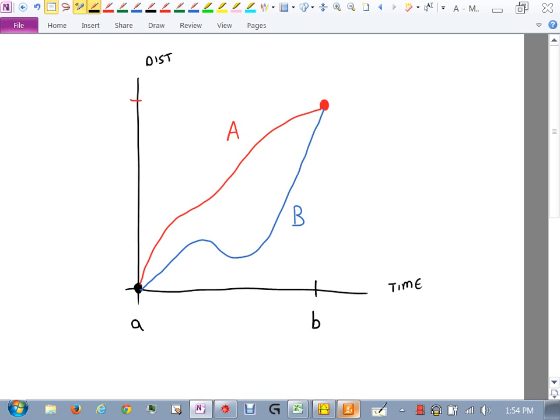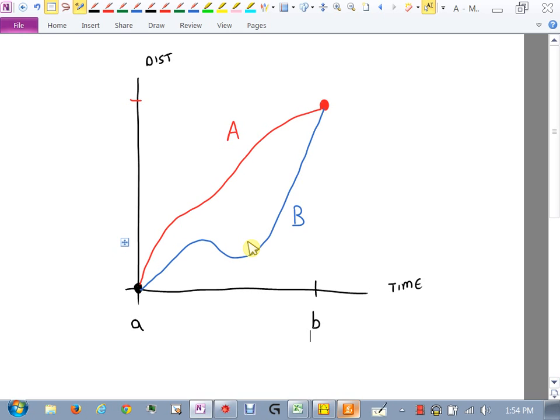Okay, so let's do this. If we all agree that both of these curves are continuous functions, meaning that car A is not going to vanish off of the racetrack and then reappear somewhere else, it's continuous. The speed is defined at every point, so the derivative exists at every point, right? We all agree on that?